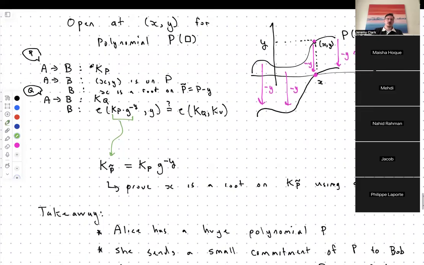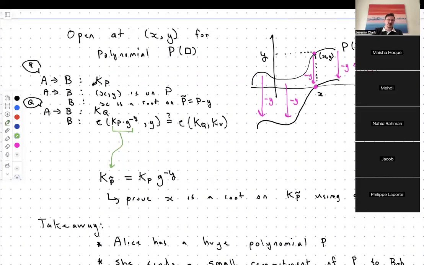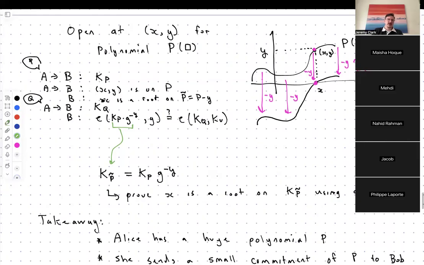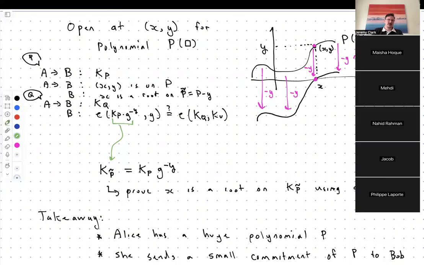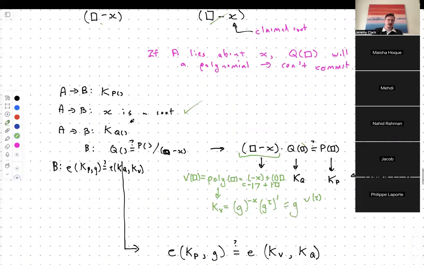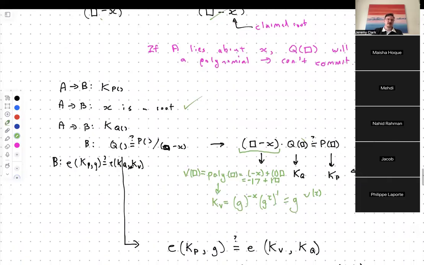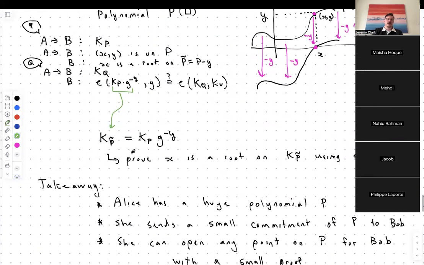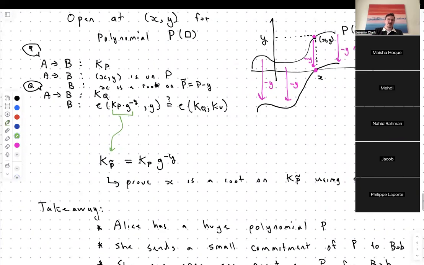And so what I do is I send a commitment to P. I'm going to prove to you that (x, y) is on P. So I'm going to take P, slide it down by y, and prove that x is a root of this new polynomial. And how do I prove that x is a root of a polynomial? Well, I follow this process exactly. And if I just have a commitment to P, how do I slide down the polynomial by y?